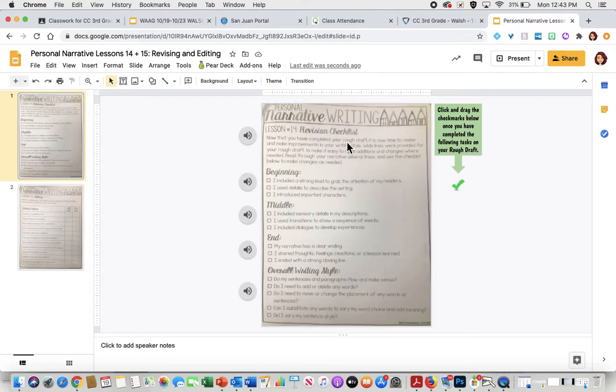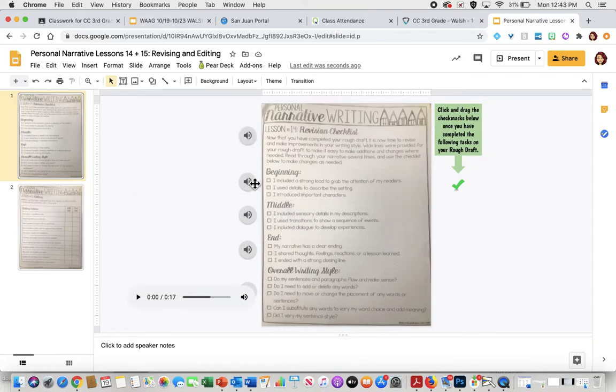For revising, we are going to be looking at our writing style. We're going to go through these one by one and make sure that we have completed those. For time purposes, I am not going to go one by one through these because I want to value your guys' time. But I want to model for you still what my expectations are in completing these jobs.